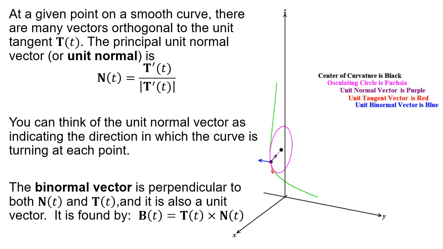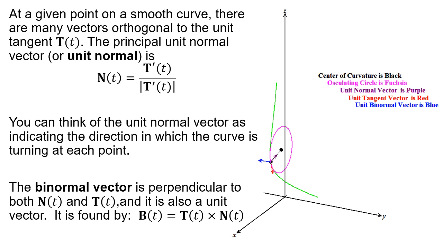And so as this point moves along the curve, the unit normal would be the purple one. It points to the center of the curvature, which is that black dot in the middle, the center of the circle. The red line going down is the unit tangent. That is the vector that's tangent to the curve. And then we also have what's called a unit binormal vector.